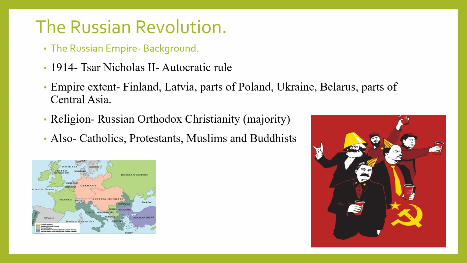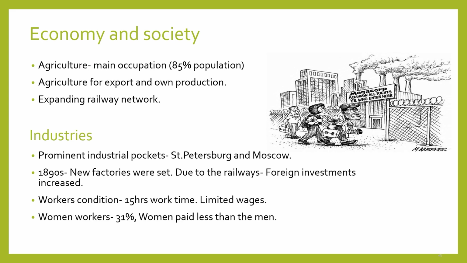Now, we start by having a little background check about Russia. We should always remember that Russia was being ruled by Tsar Nicholas II. During this time, it was an empire. So we're focusing on the Russian Empire right now, which included states like Finland, Latvia, Ukraine, Belarus, and some parts of Central Asia too. The time that is in focus is 1914. When we talk about religion, the majority religion was Russian Orthodox Christianity. We also had Catholics, Protestants, Muslims, and Buddhists who were in the minority.